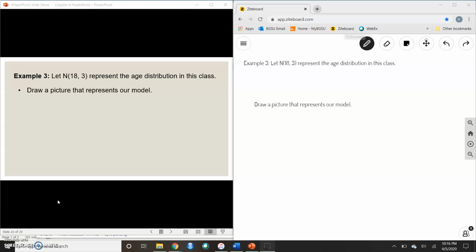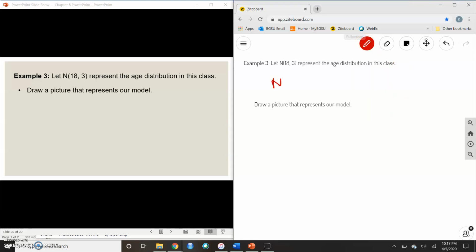So moving on to example 3. Here we're told let N(18, 3), so normal distribution with a mean of 18 and a standard deviation of 3, represent the age distribution in this group. That notation was covered earlier, but I'm going to go ahead and just write it down right here again so that you know what it means.